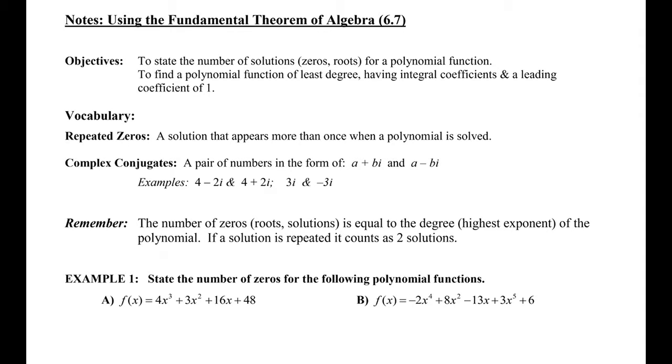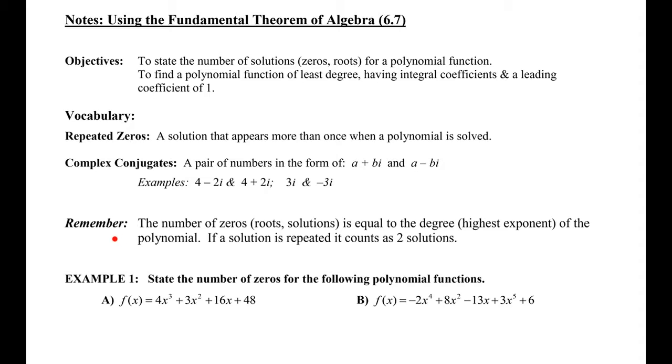Today's notes are on the fundamental theorem of algebra. Some vocabulary that we want to make sure that we cover again are repeated zeros, which is a solution that appears more than once when a polynomial is solved. Complex conjugates, a pair of numbers in the form of a plus bi and a minus bi. So we have some examples here. You can also have it without the real number, so 3i and negative 3i.